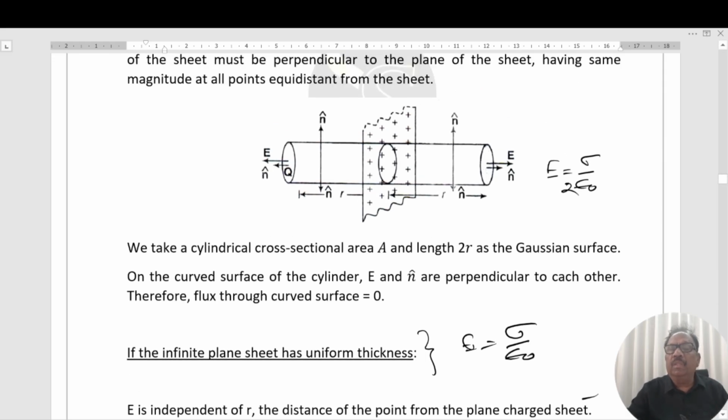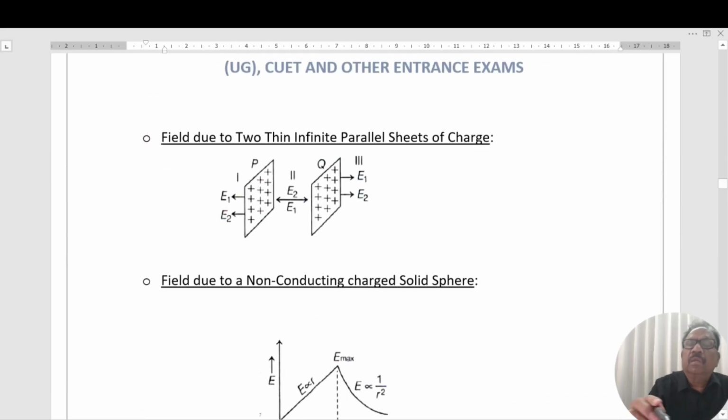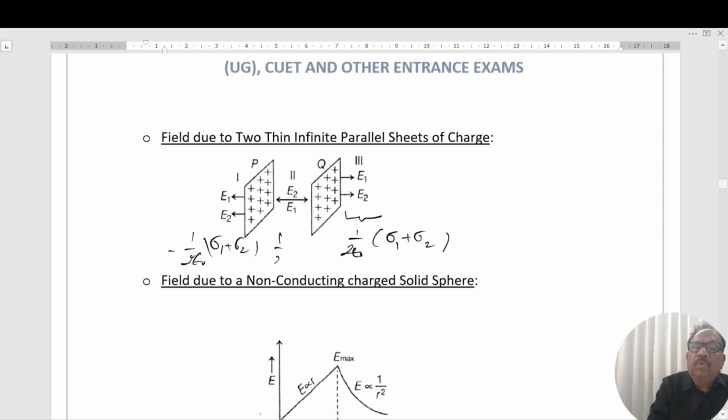Now, a simple way to derive it: take the left hand side of Gauss's theorem, the integral of E dot dS, equal to 1 over epsilon naught times the enclosed charge. The electric field due to two infinite sheets has 3 regions. In region 3, it is 1 over 2 epsilon naught times (sigma 1 plus sigma 2). In the middle region, it is 1 over 2 epsilon naught times (sigma 1 minus sigma 2), and outside on the other side, 1 over 2 epsilon naught times (sigma 1 minus sigma 2), considering sigma 1 is greater than sigma 2.